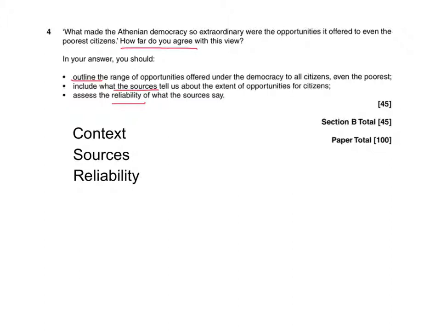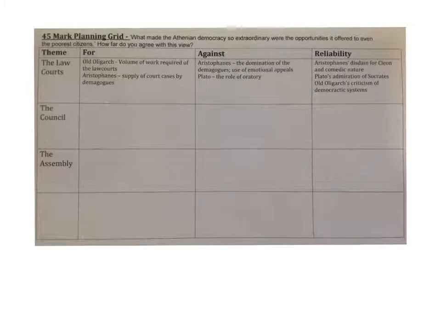For this type of question, I've gone for a thematic approach. Here I've got a quick planning grid. You can see the themes down this side. I've gone for 3 themes: the law courts, the council and the assembly. That's because it's generally argued that's where the influence of the demos as a whole rested in Athenian democracy. So it seemed sensible to have those as my 3 themes. And then I'm going to, for each theme, argue for and against. I've also got a little box here for reliability, just so that I take that into account in my answers.